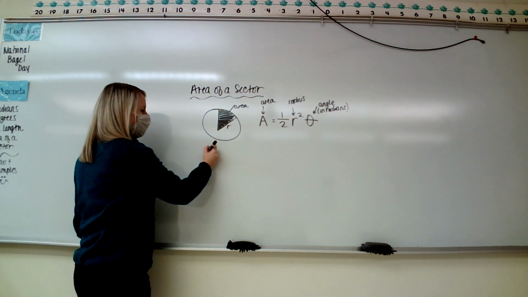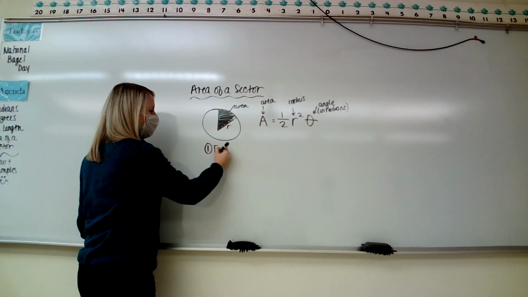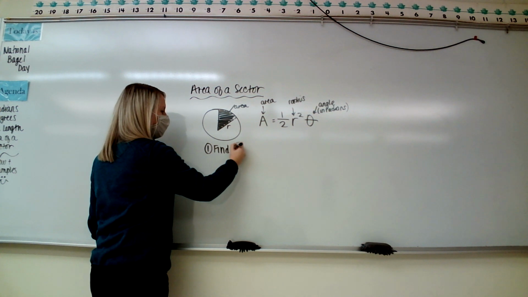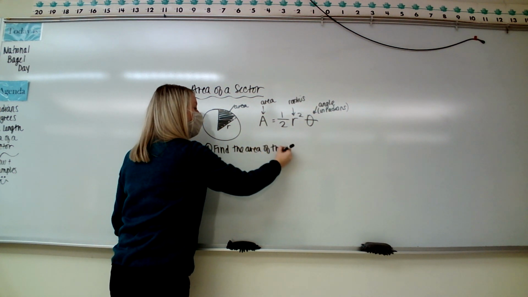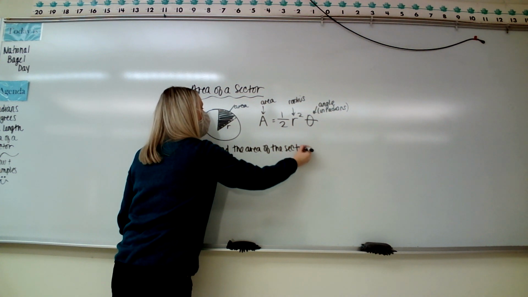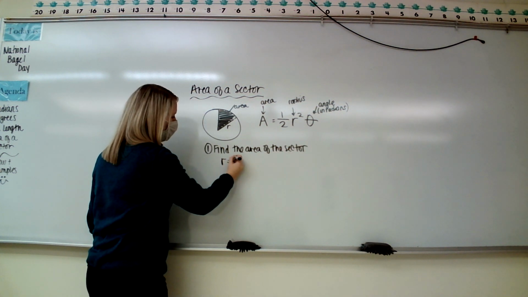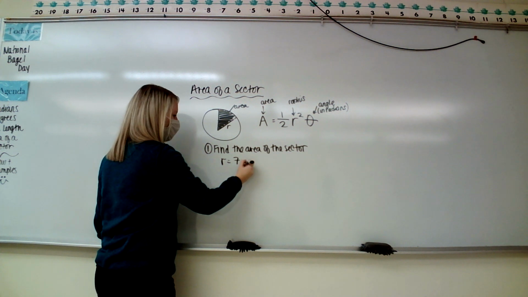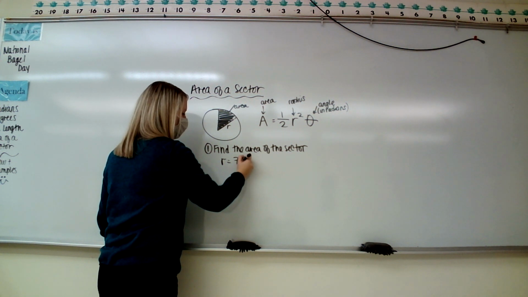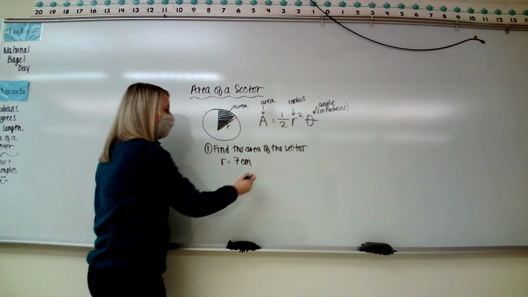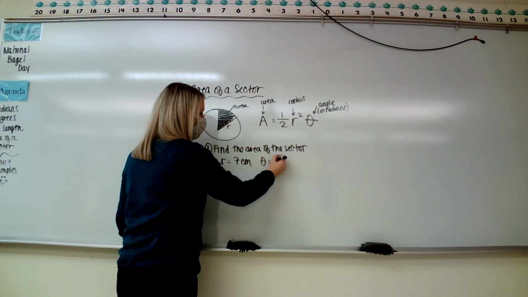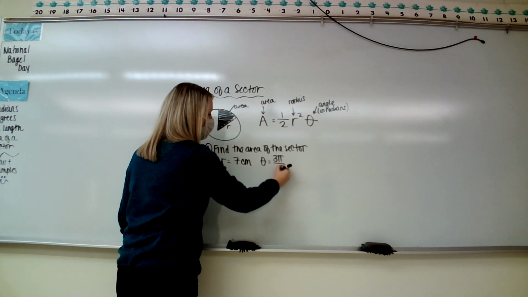So let's say I asked, can you find the area of the sector if the radius is 7 centimeters, it doesn't really matter, and the angle is 3 pi over 4.